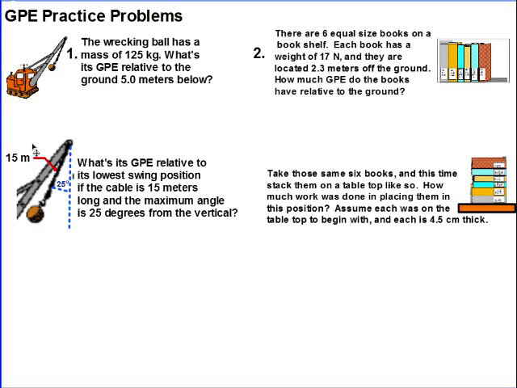Okay, so here we have 4 different problems that we're going to take a look at, to see how we can use the gravitational potential energy equation. So here we have a wrecking ball, which has a mass of 125 kilograms. I'd like to know its GPE relative to the ground 5 meters below. So here I have the ground, and that would make sense for me to let this be my reference location. So I'd just like to know how much GPE it has up top relative to this position.